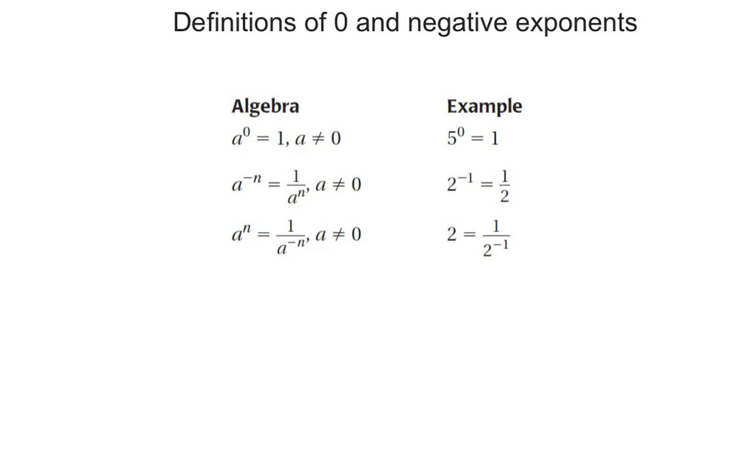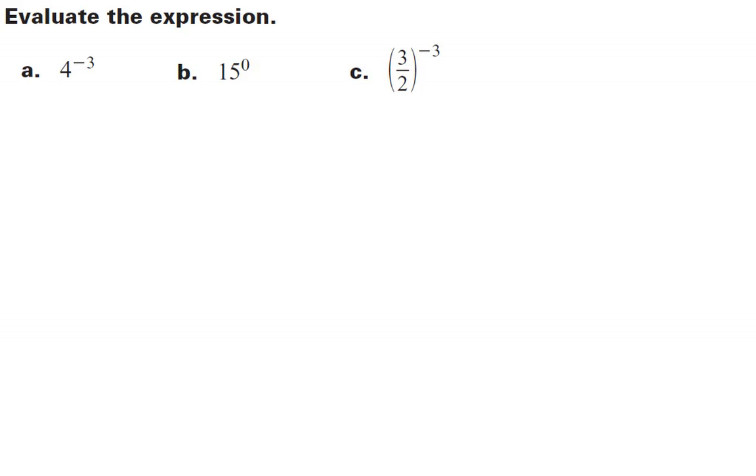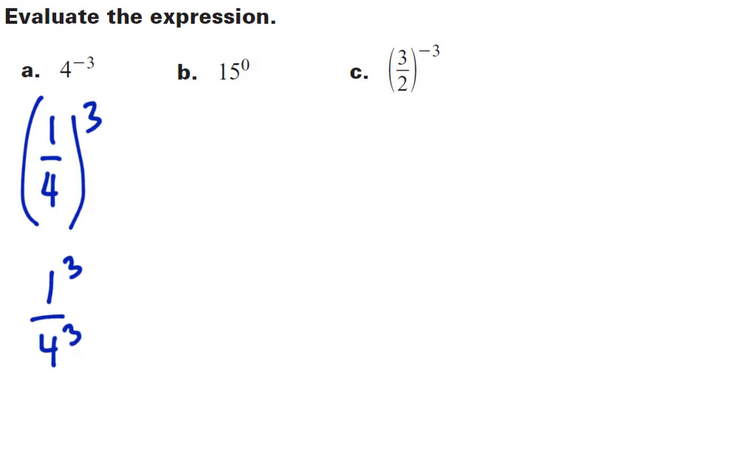Let's look at some examples where I apply this. Here we've got 4 to the negative 3rd power. Well, I'm going to do the reciprocal of the base and then apply the 3rd power to that reciprocal. So 1 cubed over 4 cubed. Well, 1 cubed is just 1, and 4 cubed is 64. So this would be that evaluated.